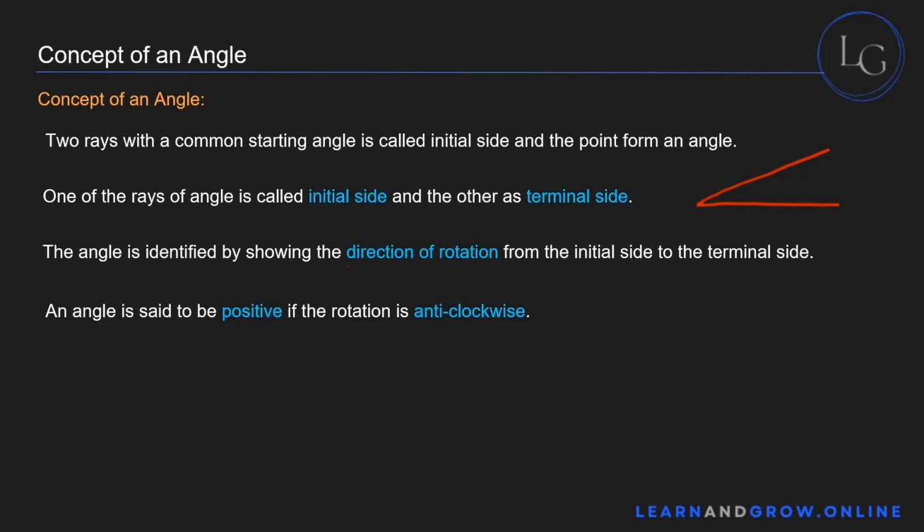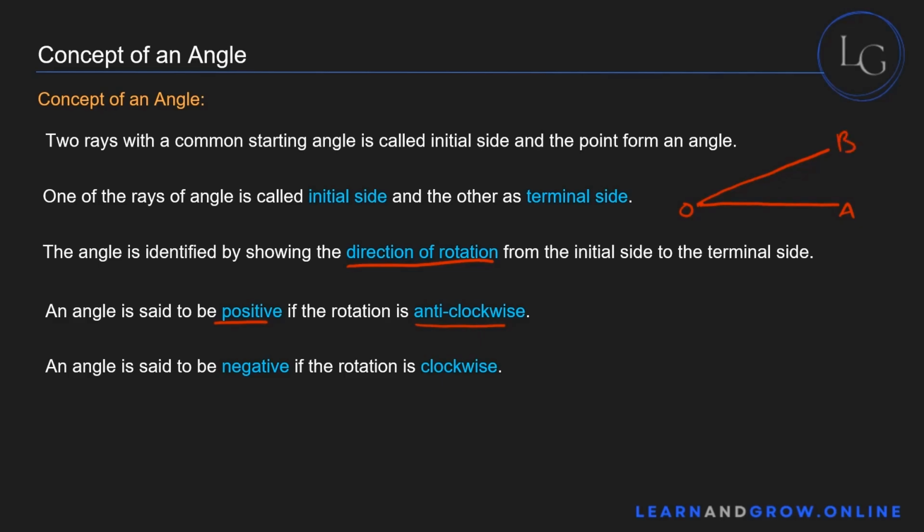The angle is basically identified by showing the direction of rotation from the initial side to the terminal side, and the angle is said to be positive if it is in the anti-clockwise direction. For example, if this point is O, this point is A, and this point is B, and the line OA is the initial side and OB is the terminal side, obviously the direction of measurement of the angle is anti-clockwise, so it will be a positive angle. But if OB is the initial side and OA is the terminal side, the direction will be clockwise, so that will be a negative angle.